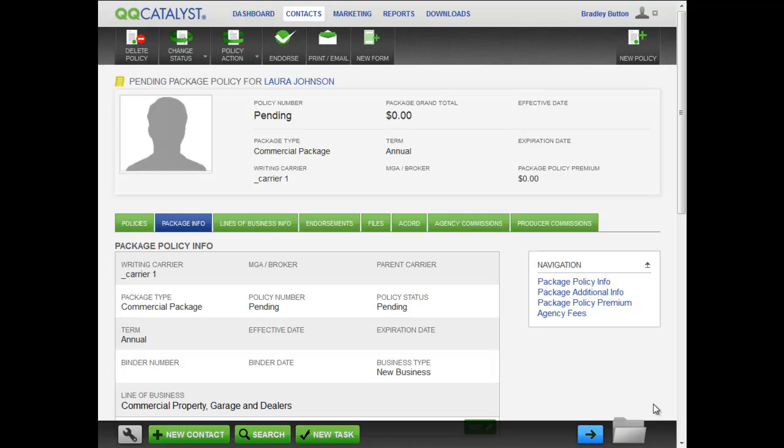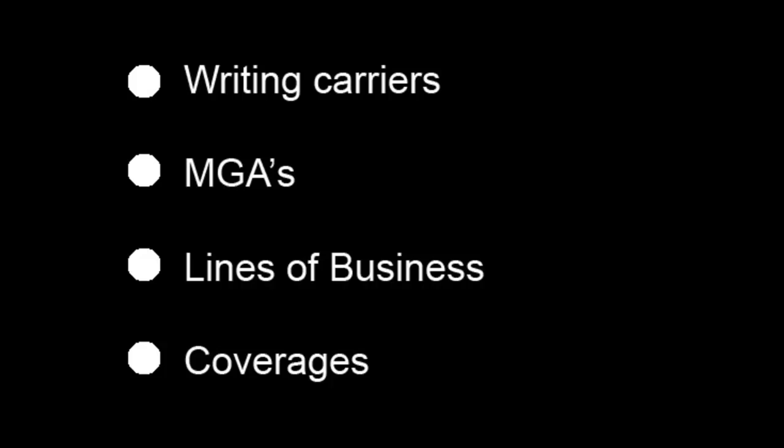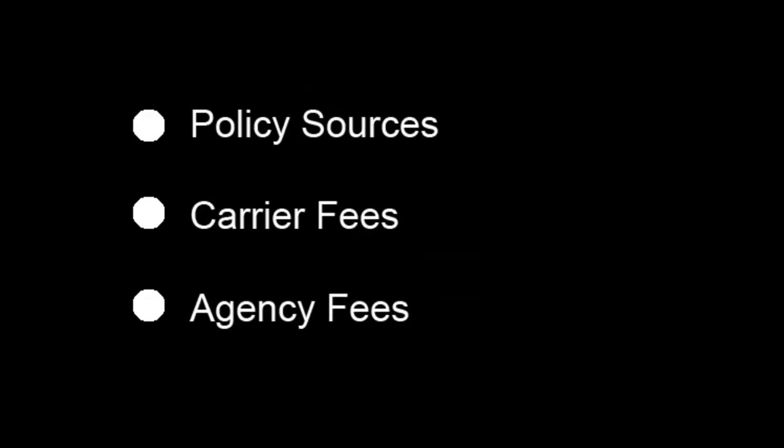Here's what you have just seen in this video. How to add a new monoline policy using the guided workflow. How to add a new package policy using the guided workflow. And how to stack. Additional selections can be added to the following fields: Writing Carriers, MGAs, Lines of Business, Coverages, Policy Sources, Carrier Fees, and Agency Fees. Please contact your agency administrator to add selections to these fields.